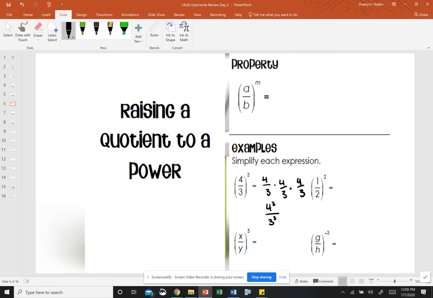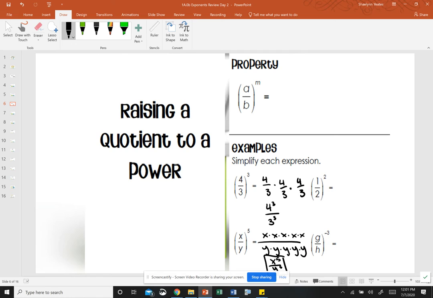Yes. So this just means that everything would be to the fifth. So it happened 5 times. So there'd be 5 x's over 5 y's, which just becomes x to the fifth over y to the fifth.